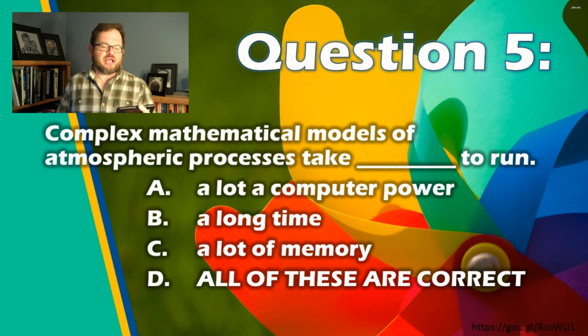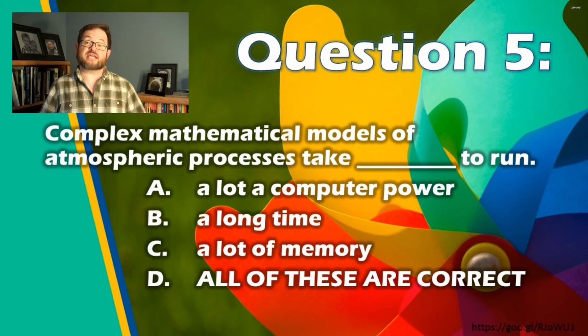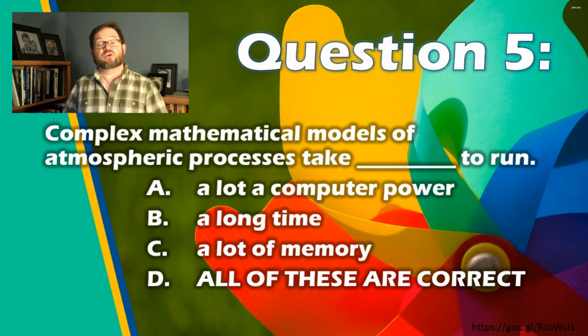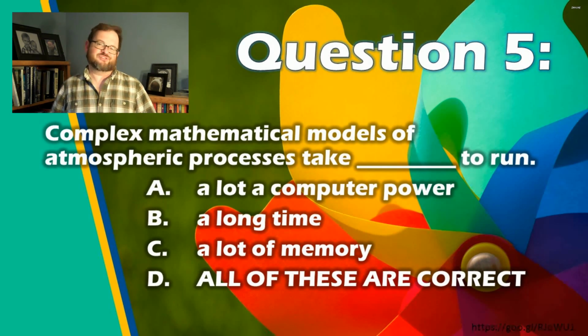Question 5. Complex mathematical models of atmospheric processes take blank to run. A, a lot of computer power, B, a long time, C, a lot of memory, or D, all of these. Alright, make a choice from those 4 options, get a little feedback before you move on to our final question.